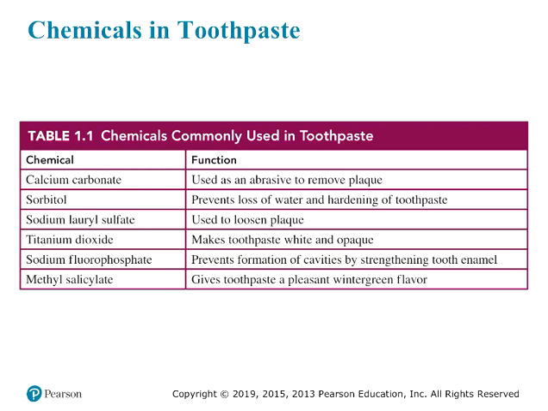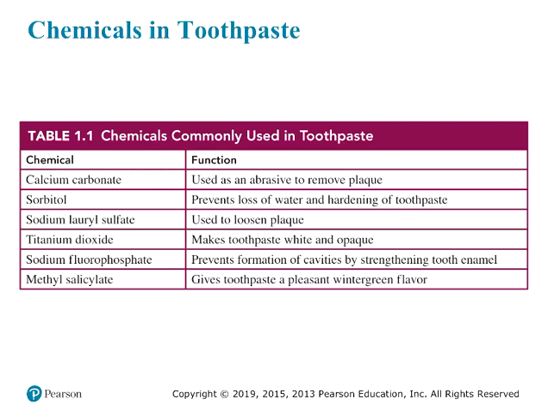So in your textbook in Table 1.1, there are chemicals listed that are commonly found in toothpaste. Now, some of these chemical names might sound sort of scary, but they all have a purpose. So, for instance, calcium carbonate is used as an abrasive to remove plaque. And calcium carbonate is very similar to what's found in antacids as well. Sorbitol prevents loss of water and hardening of toothpaste. So without sorbitol, toothpaste would just be dry and crusty, and we wouldn't be able to use it very effectively.